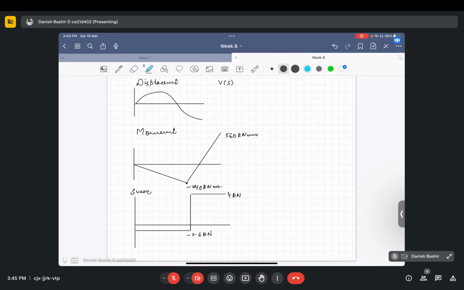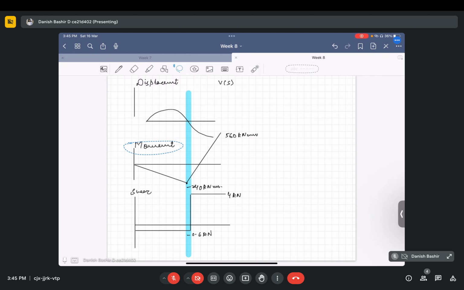And if you remember, this is the point where the support is present. Sorry, I'm not showing this correctly. So actually, this here, moment, displacement.